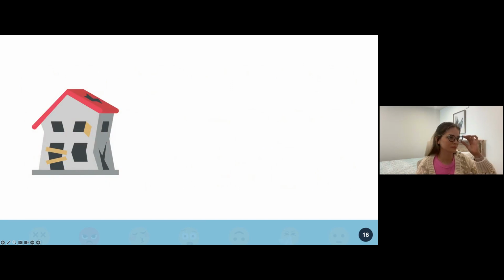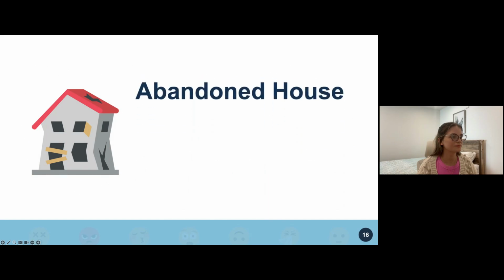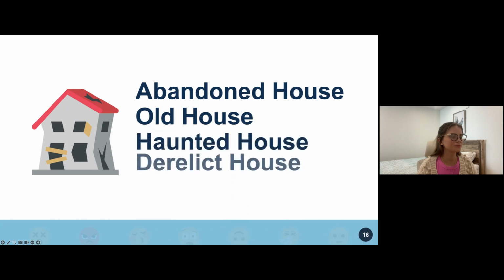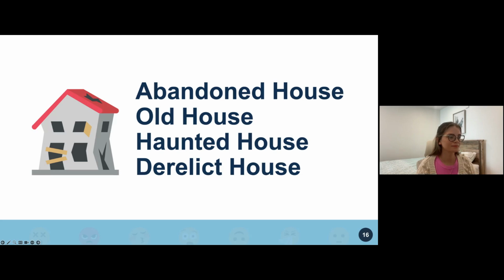Many emoji also have descriptions and appearances that differ across platforms, devices, and browsers. This particular emoji is known as abandoned house, old house, haunted house, and derelict house, depending on how it's being viewed, which is also why this probably looks out of the ordinary if you are an Apple device user, because this is not what our emoji look like, but this is what it looks like when I do it through a Microsoft product.